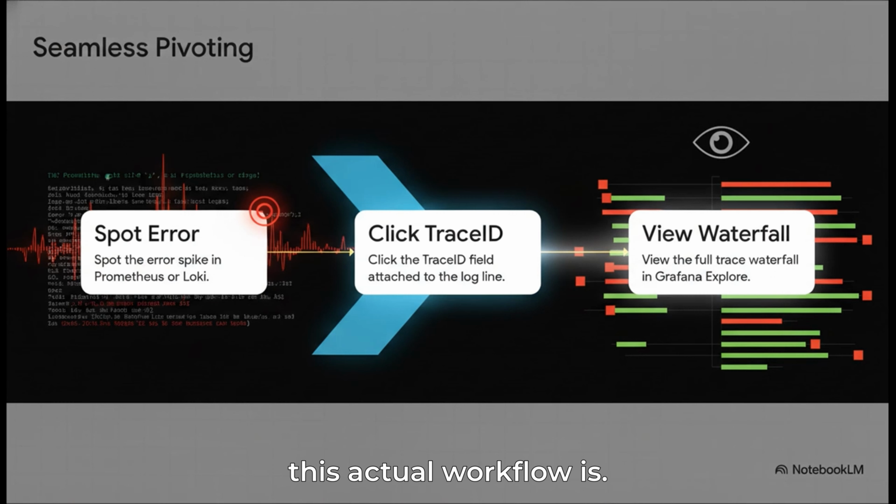Check out how smooth this actual workflow is. Step 1, you spot that error spike in your Prometheus metrics or Loki logs. Step 2, you just click the trace ID. It's a derived field right there, natively attached to your log line. That single click is a total game changer. Why? Because Step 3, it instantly pivots you out of those messy logs and directly into the full Tempo trace waterfall view in Grafana Explorer. No copying, no pasting into another window, and most importantly, no losing your context.